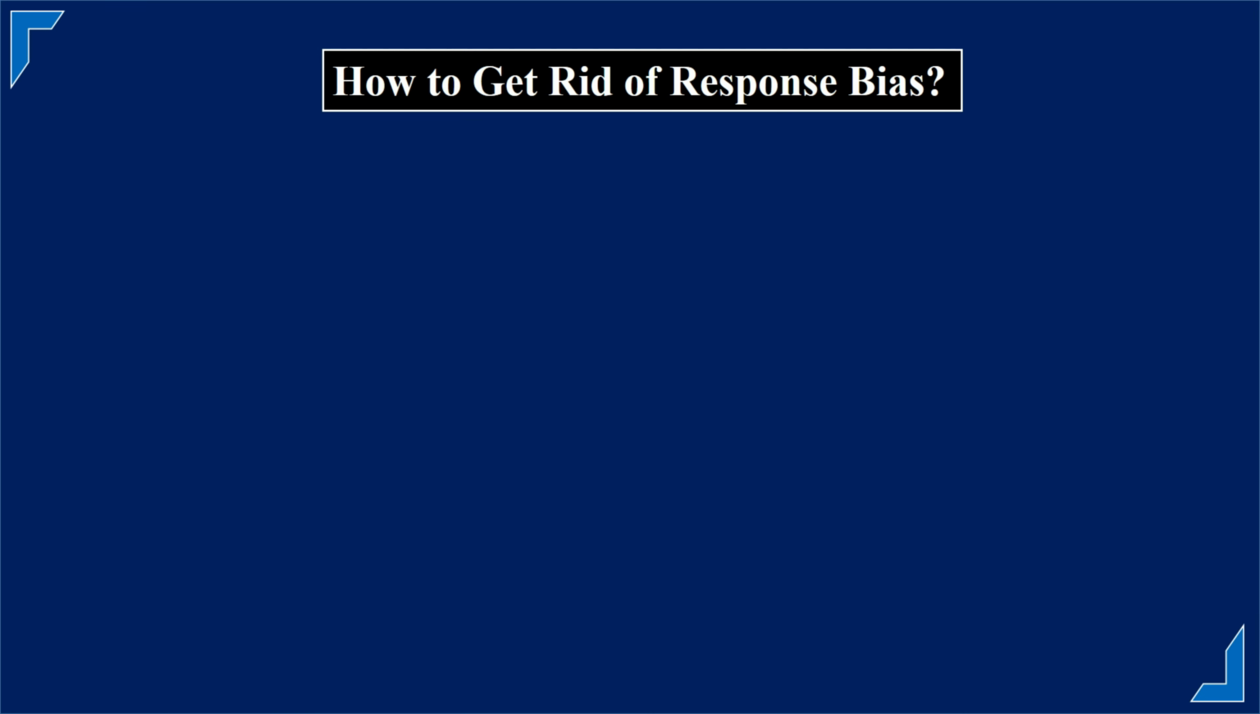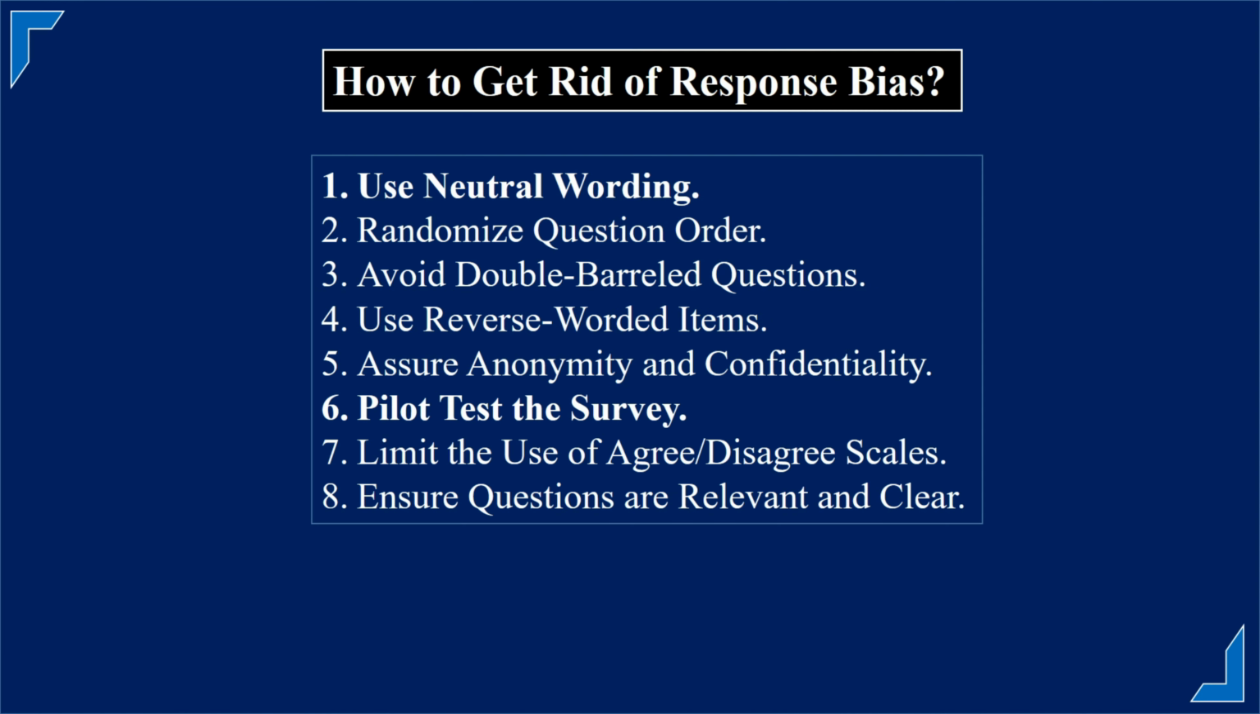How to get rid of response bias. Use neutral wording. Randomize question order. Avoid double-barreled questions. Use reverse-worded items. Assure anonymity and confidentiality. Pilot test the survey. Limit the use of agree-disagree scales. Ensure questions are relevant and clear.